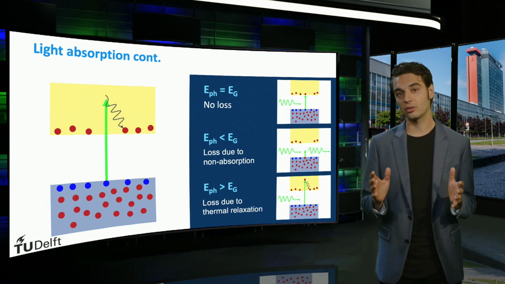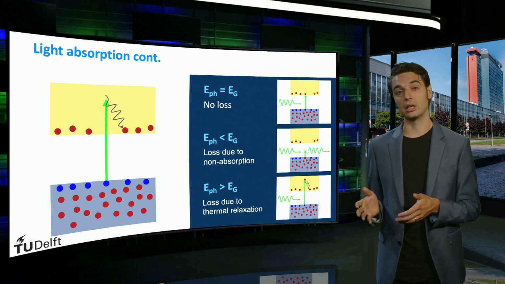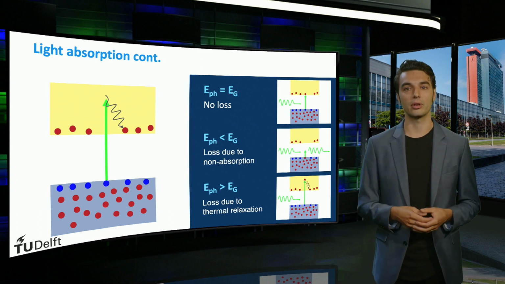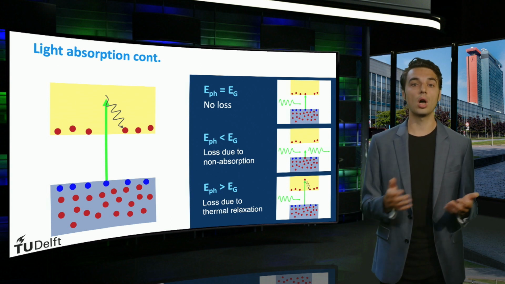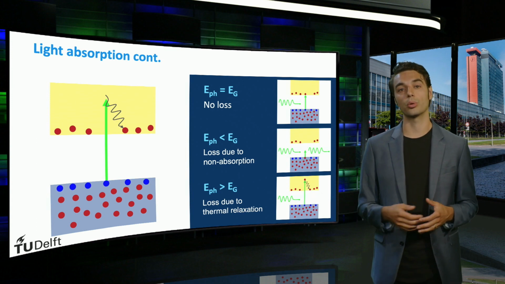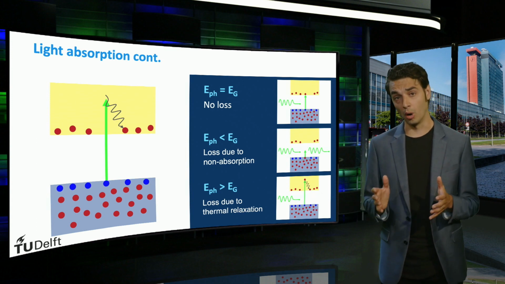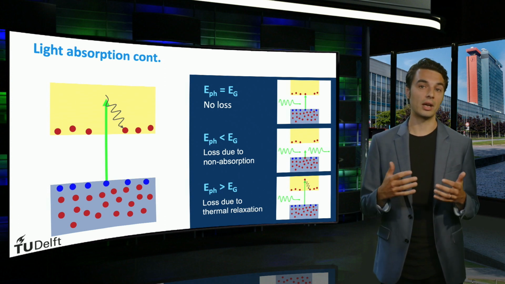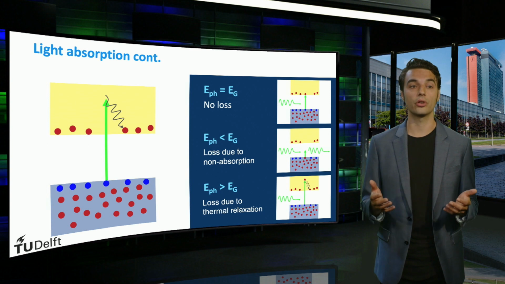From these two effects, non-absorption and thermalization, we can see that there's a trade-off when selecting the bandgap of a solar cell. If the bandgap is too large, most of the solar spectrum will pass through the solar cell due to non-absorption. If the bandgap is too small, the solar cell will indeed absorb a lot of light. Much of the energy of that light, however, will be lost due to thermalization.